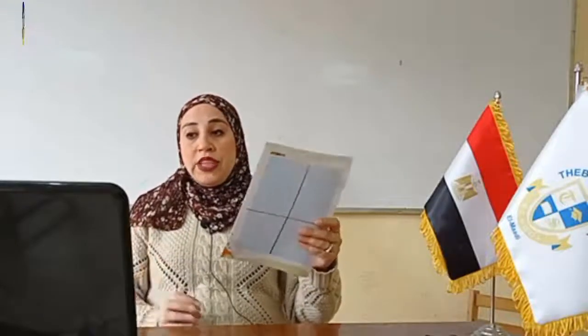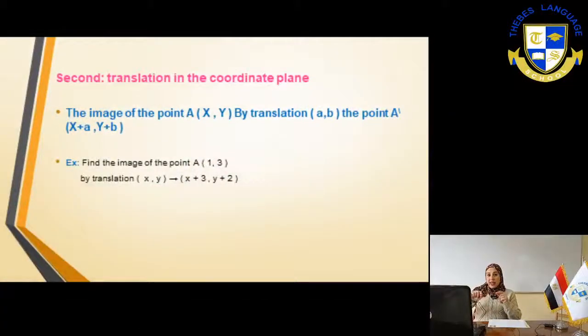So by translation (a, b), the point will be A dash, which means (x plus a, y plus b). Let's see the example here. Find the image of the point A (1, 3). To plot the point A, I must start from the x-axis up to the number 1, and then go up to reach number 3 on the y-axis. When I reach this number, I'll put the dot. This dot represents the point A.